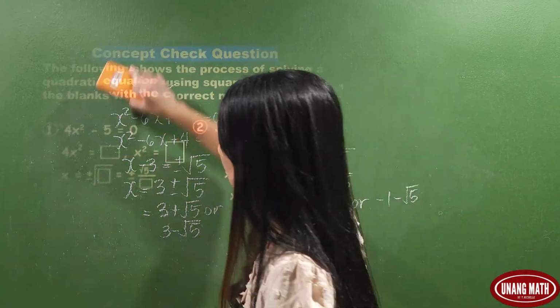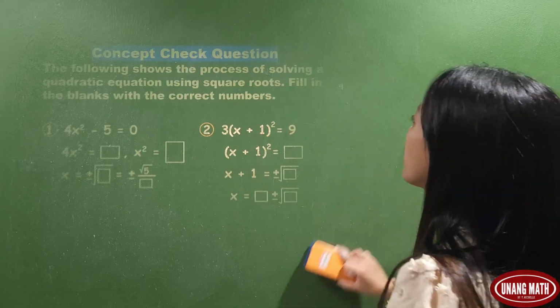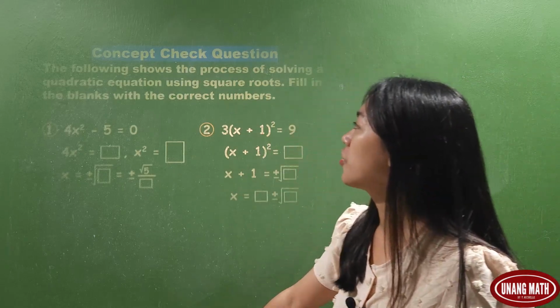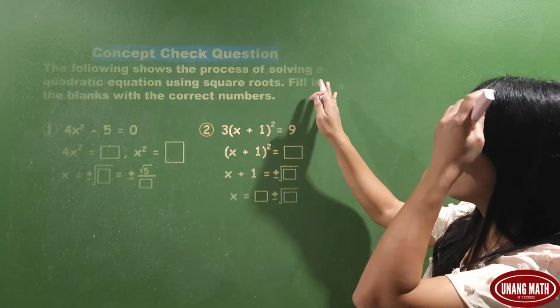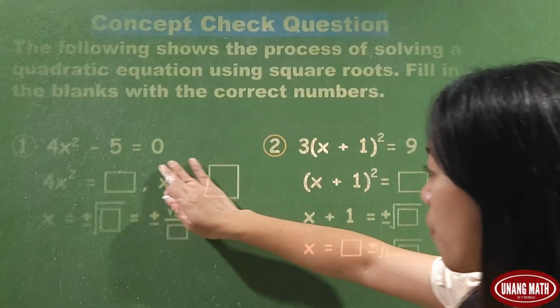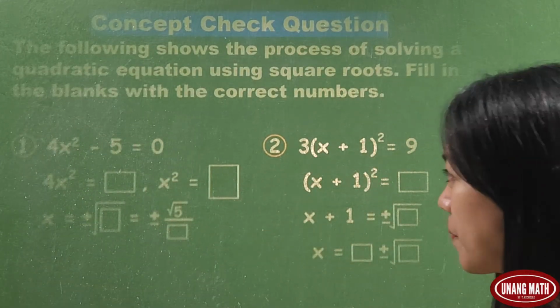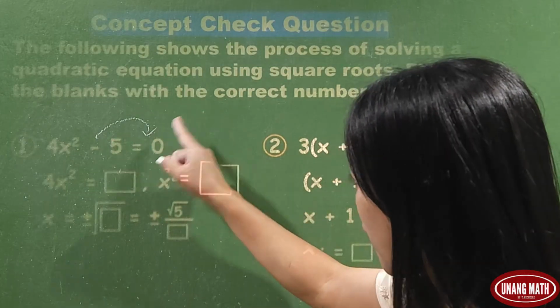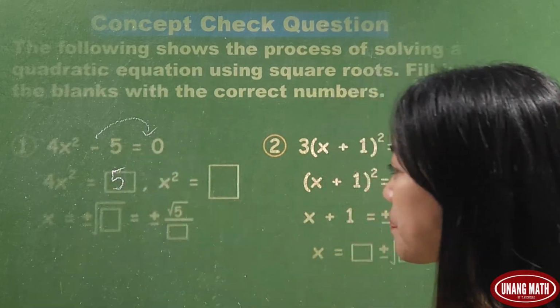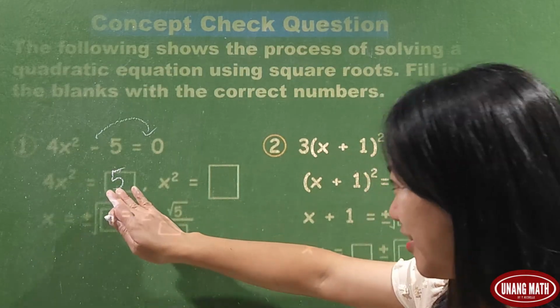Okay, this time let's try this concept check question. The following shows the process of solving a quadratic equation using square roots. We're going to fill in the blanks with the correct numbers. Okay, number 1 is 4x squared minus 5 is equal to 0. So move minus 5 to the other side, it becomes positive 5. So 4x squared is equal to 5.